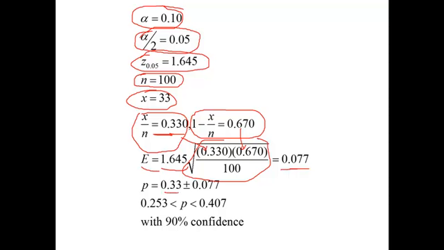Now I'm going to be taking these out to 3 decimal places for my sample proportion. And so my P, we know the 0.33 is probably wrong. It could be too little, so we add the margin of error. It could be too big, so we subtract it. And so we get a confidence interval, which is P is between 25% and 41%, with 90% confidence.